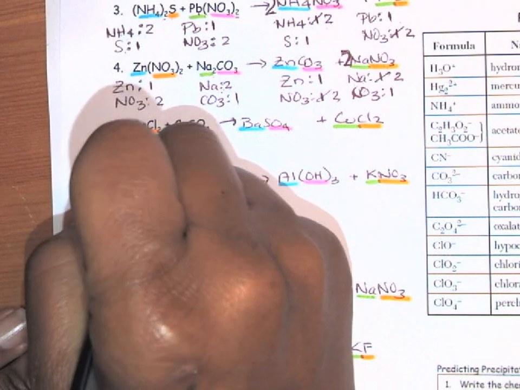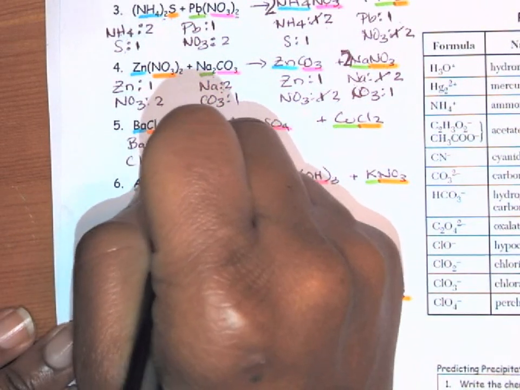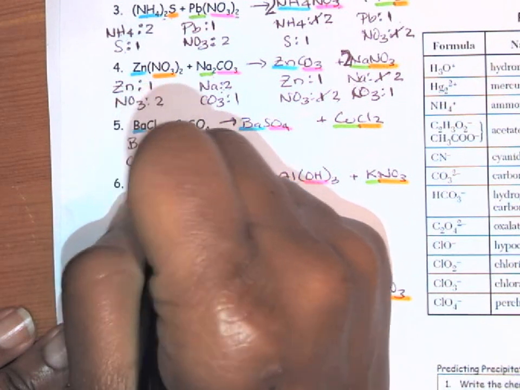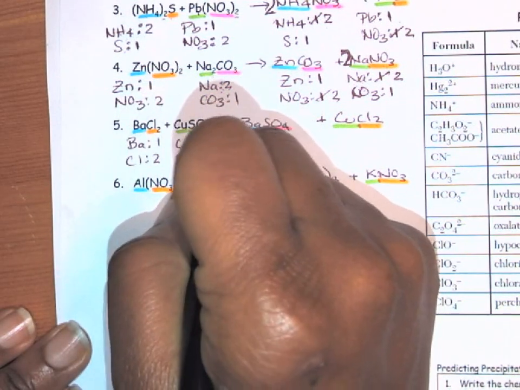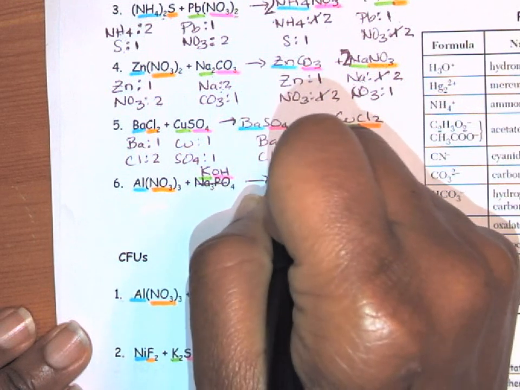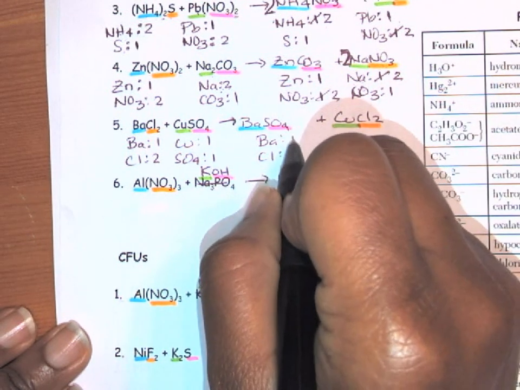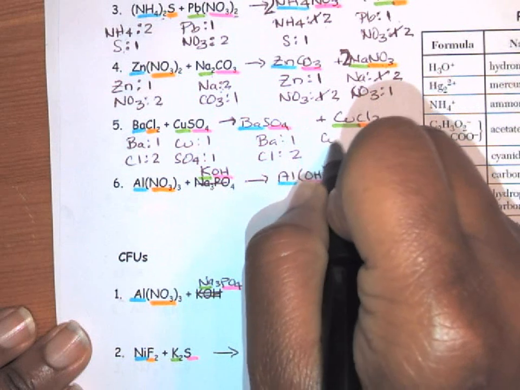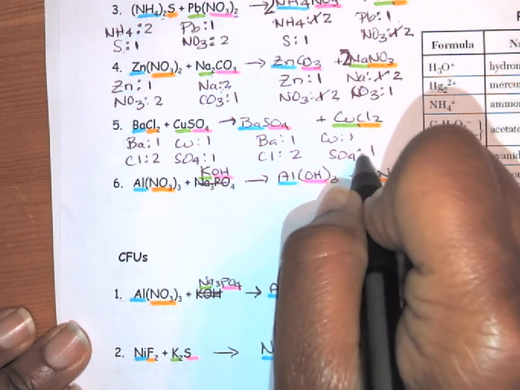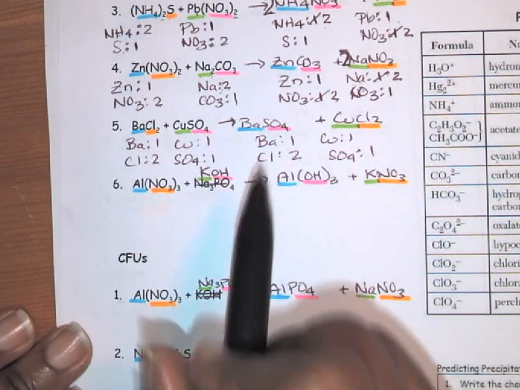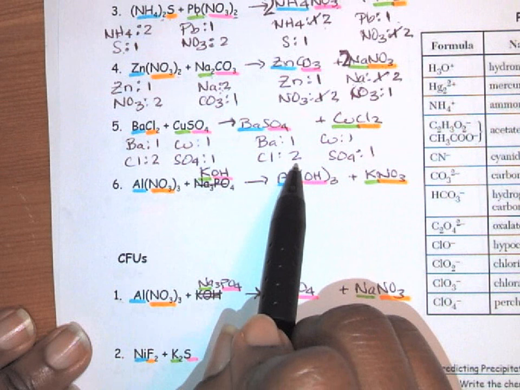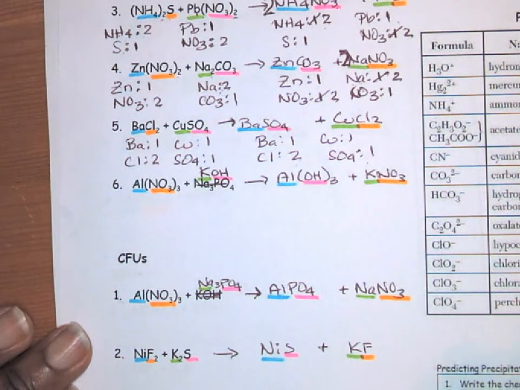All right, next example, barium, chlorine, copper, and sulfate. All right, I've got 1 barium, 2 chlorines, 1 copper, and 1 sulfate. And on this side, I've got 1 barium, 2 chlorines, copper I have 1 of those, and sulfate I have 1 of those. All right, so the bariums look good, the coppers look good, the chlorines look good, and the sulfates look good. This is already balanced.